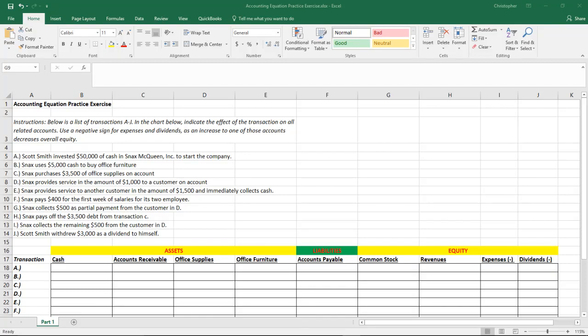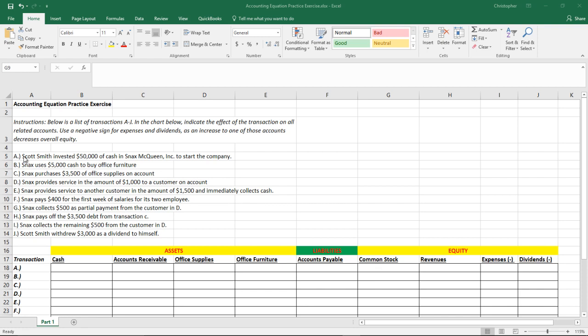So hopefully by now you've had a chance to work your version of the practice exercise. In this lecture, we are going to go through the solution and walk through each piece of it. So with this particular exercise, we're taking a look at the accounting equation and how various transactions impact all the various components of the accounting equation.